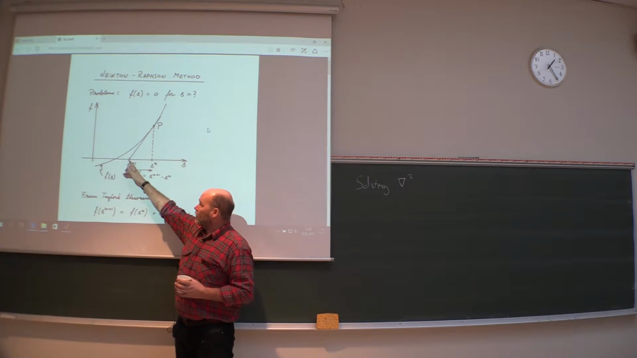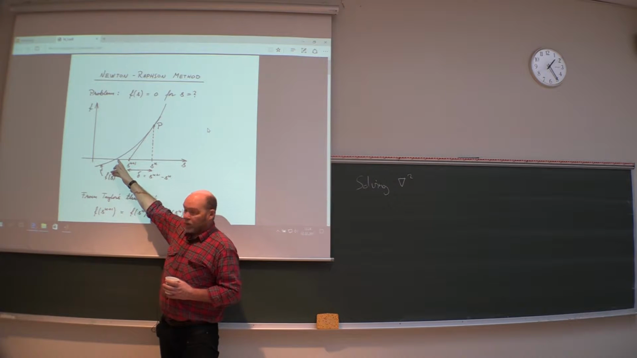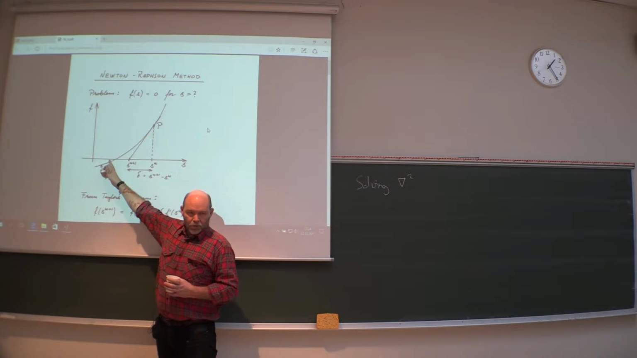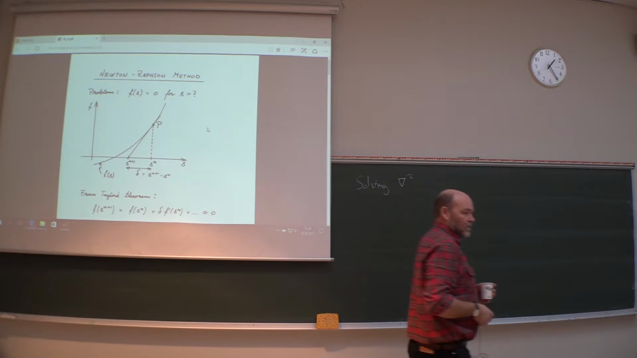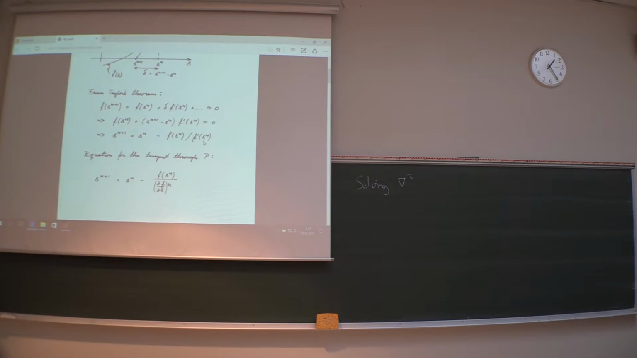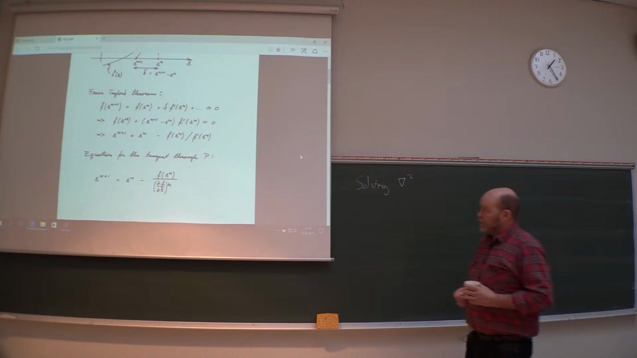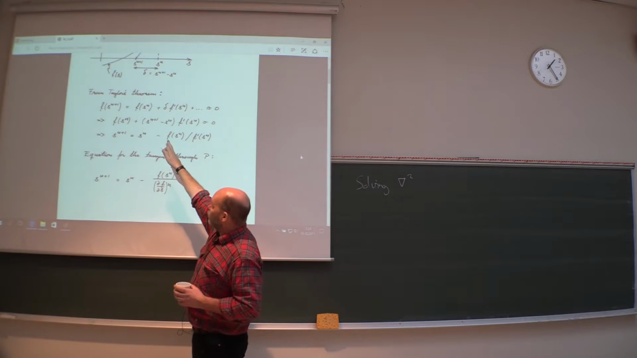Then you try with this one and do the same once more, finding the derivative here, prolonging the line until you again find another one. And so you continue all the way down until you are satisfied. So it's a very simple, straightforward method. And you find the recipe for it from Taylor's theorem, the Taylor series, Taylor's expansion for the function f around a point s.